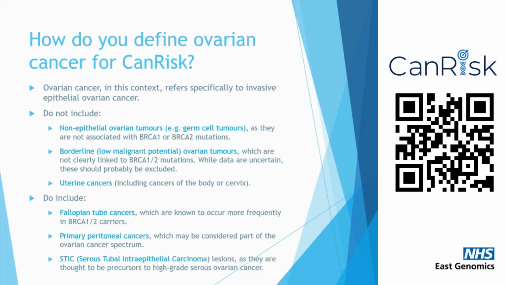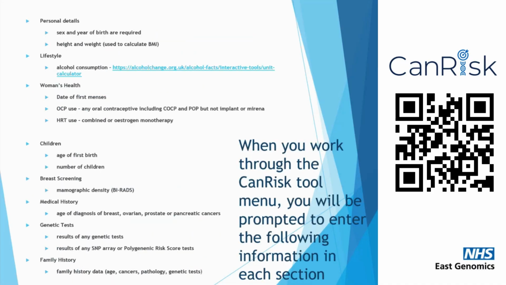In regards to uterine cancers, they should also not be included, including cervical cancer, but do include fallopian tube cancers, any primary peritoneal cancers, or any STIC tumours, so serous tubal intraepithelial carcinomas. I always think of it like the DCIS of ovarian cancer. It's the sort of precursor lesion to developing high-grade serous ovarian cancer.